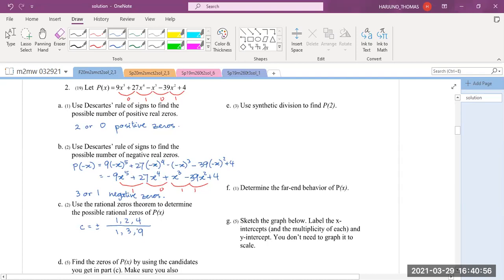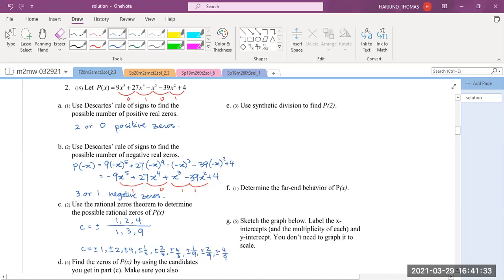But don't leave it like that. You need to break it out. Okay, you basically need to spell out all possible rational zeros. So plus or minus 1 over 1, plus or minus 2 over 1, 4 over 1, right? Okay, and then plus or minus 1 over 3, plus or minus 2 over 3, plus or minus 4 over 3, plus or minus 1 over 9, plus or minus 2 over 9, plus or minus 4 over 9.